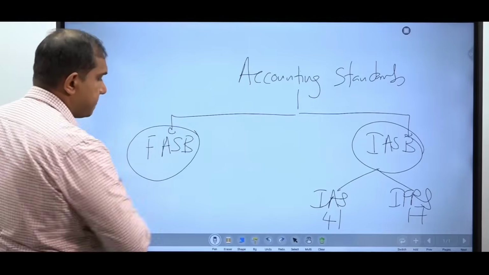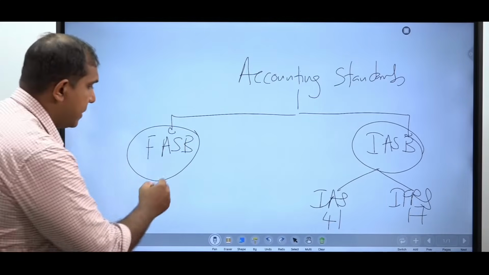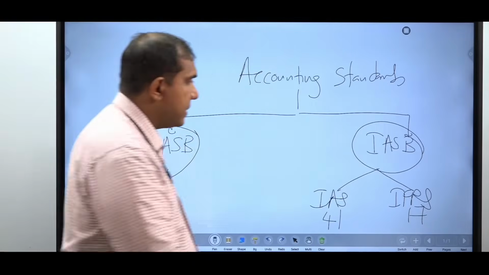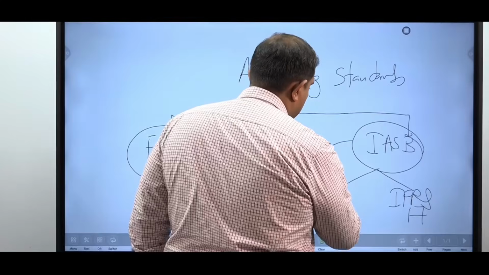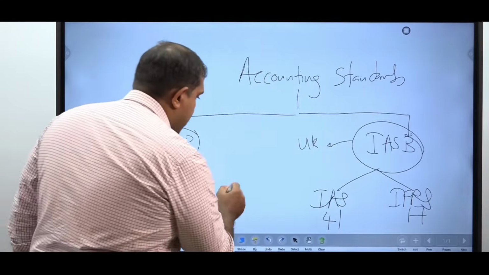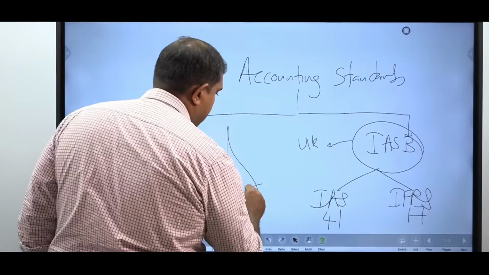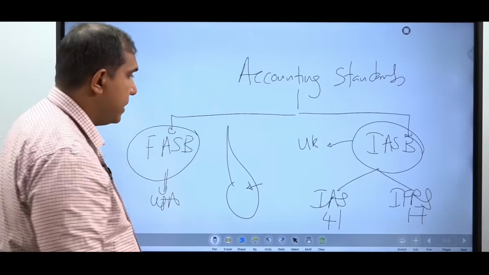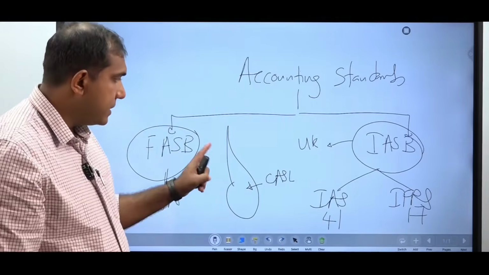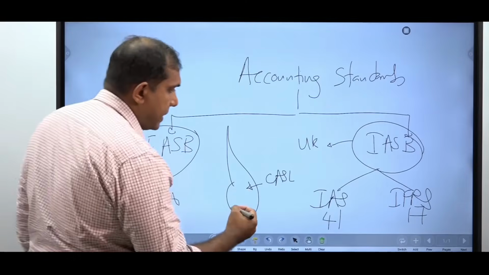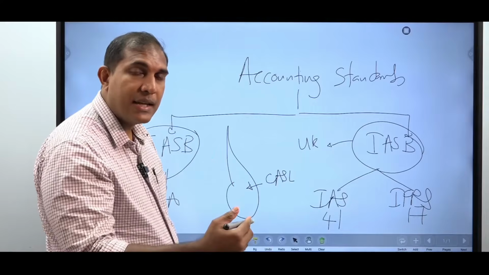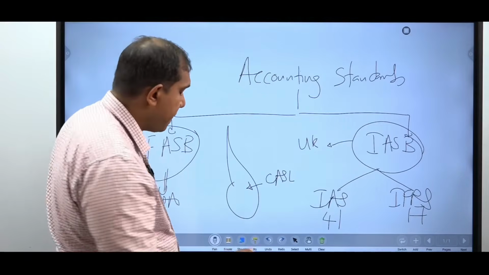FASB is dominated by basically the USA, and the United Kingdom, UK. When it comes to Sri Lanka, the main accounting body is CA Sri Lanka. CA Sri Lanka has power and authority to issue accounting standards for our country.